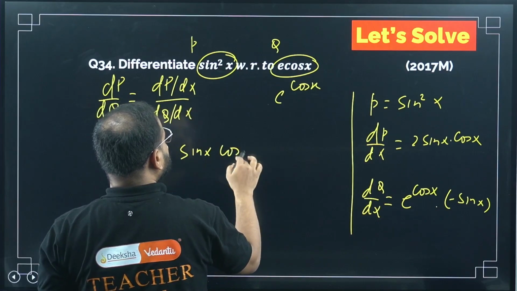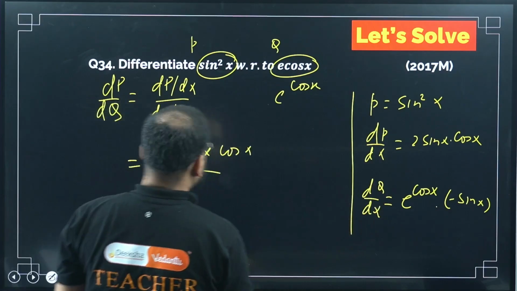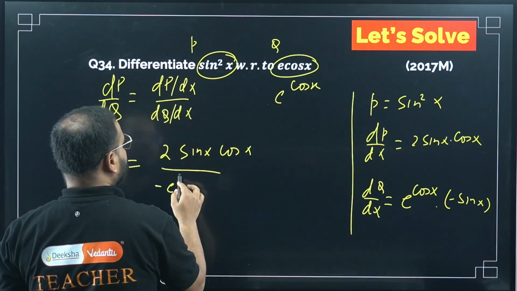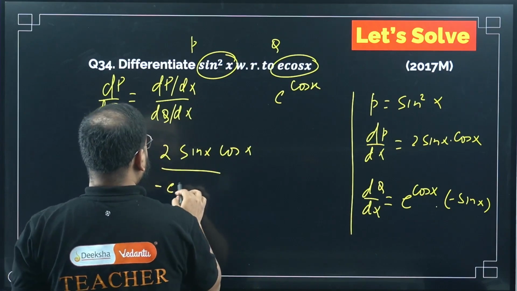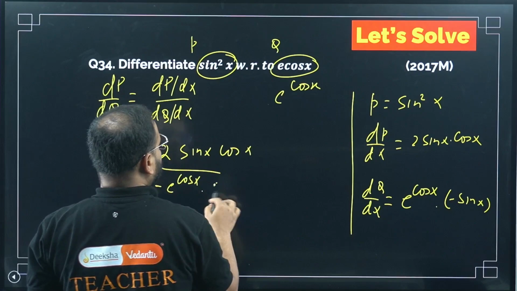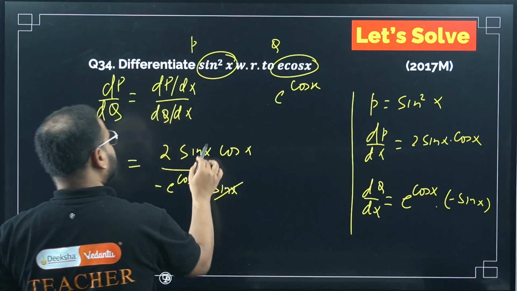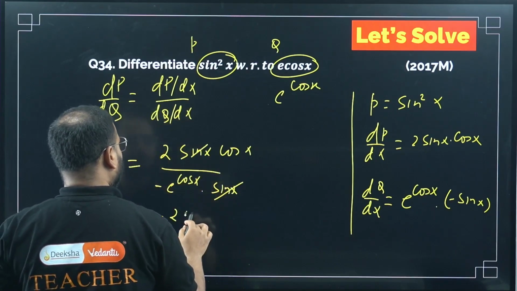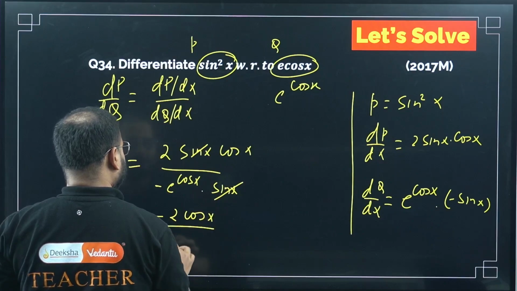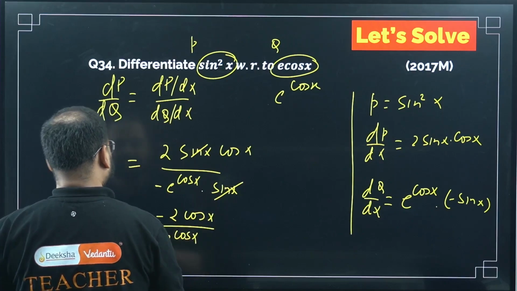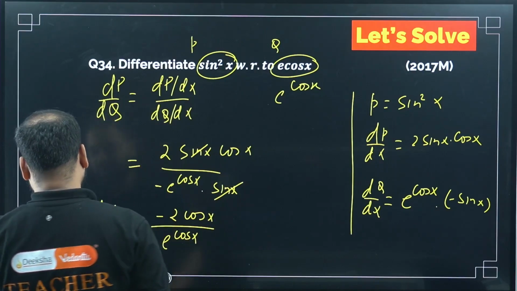And what is this? Minus e power cos x sin x. Sin x gets out. What is the final answer? Minus 2 cos x upon e power cos x. My final answer is this. This is my final answer.